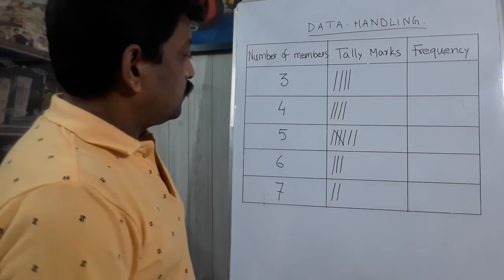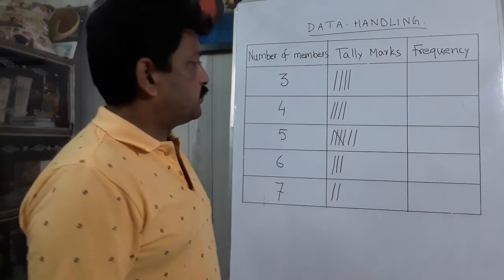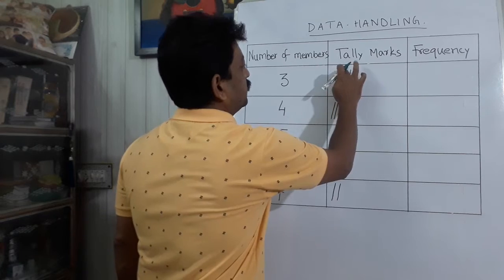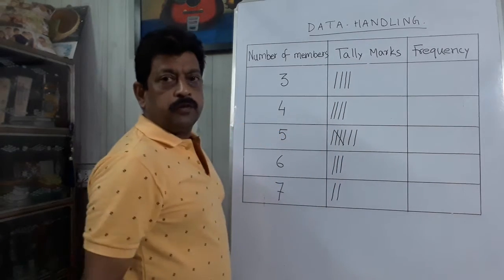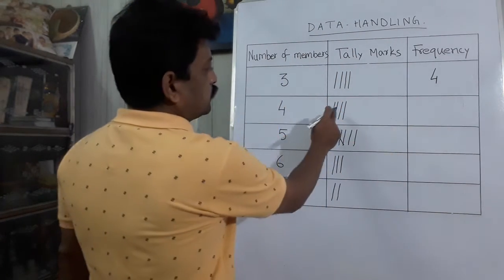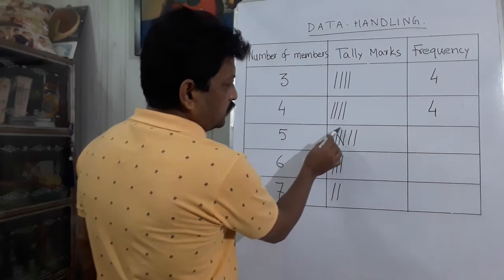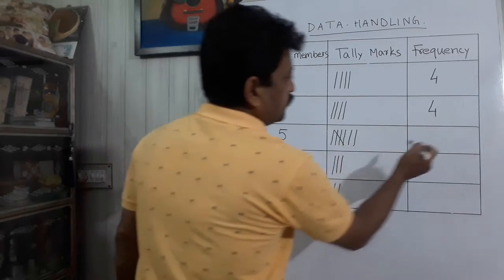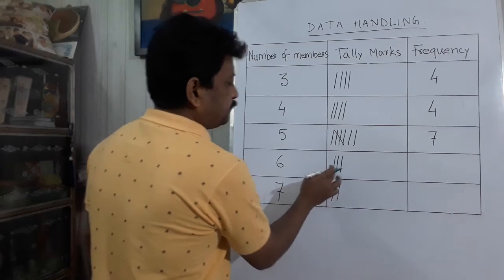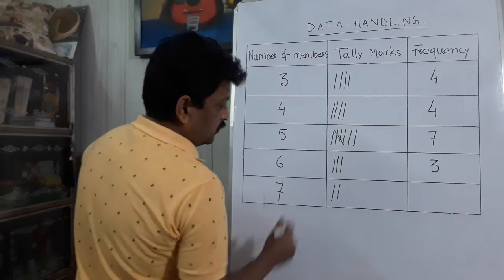Okay, so our tally mark column is finished. Now we have to count the tally marks. How many are there in this? As you can see, there are 4 tally marks, means frequency is 4. Here also there are 4 tally marks, so frequency is 4. Here you can see this is 5 plus 2, so it is 7. Here it is 3. There are 3 families and 2.